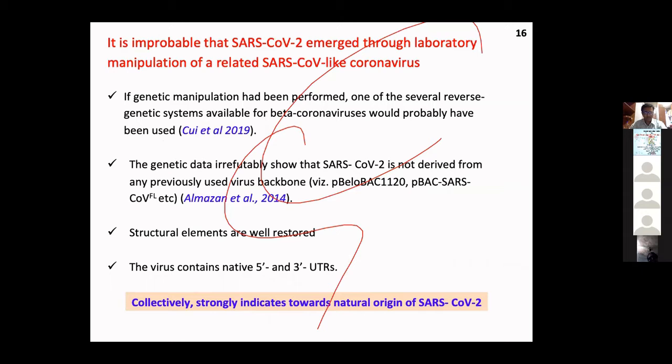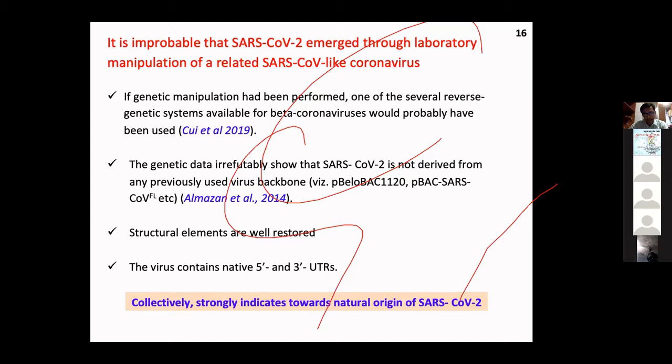Now, it is improbable that SARS-CoV-2 emerged through laboratory manipulation of related SARS-CoV-2-like coronaviruses, because if any genetic manipulation had been performed, then one of the several reverse genetic systems available for beta coronaviruses would probably have been used. That's not there, because remember, the SARS-CoV-2 genome is extremely big, like 30 kilobases long. And it's very difficult to clone such a big sequence in any mammalian expression cassette.